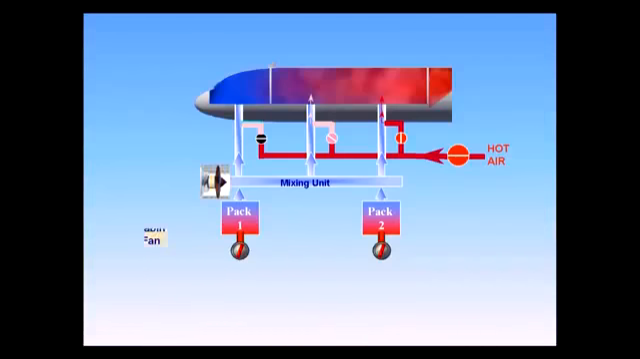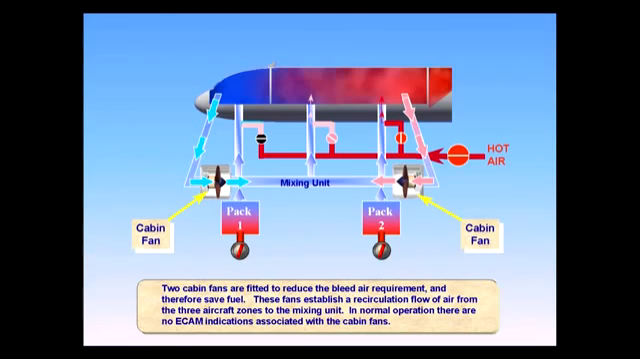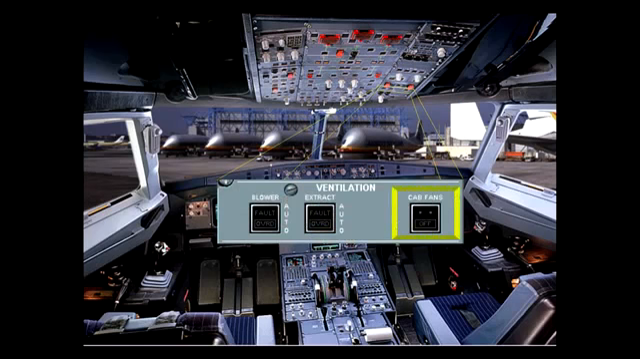Two cabin fans are fitted to reduce the bleed air requirement and therefore save fuel. These fans establish a recirculation flow of air from the 3 aircraft zones to the mixing unit. In normal operation, there are no ECAM indications associated with the cabin fans. On the overhead panel, there is a cabin fan switch on the ventilation panel to control the cabin fans. The cabin fan switch can be used to switch the fans off in response to ECAM procedure.